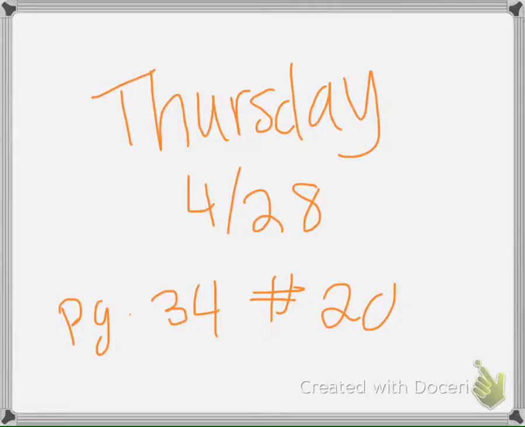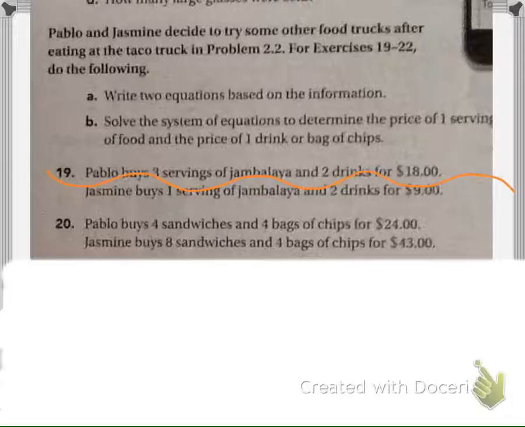Okay, this is homework for Thursday, April 28th. You're doing page 34, number 20, which is very similar to last night, where we have Pablo and Jasmine trying out food trucks, and we have to write two equations and solve them to find out how much it costs for one drink and one, in this case, sandwiches.